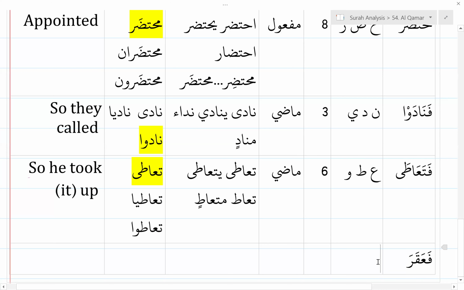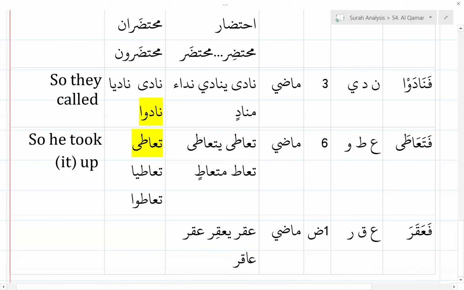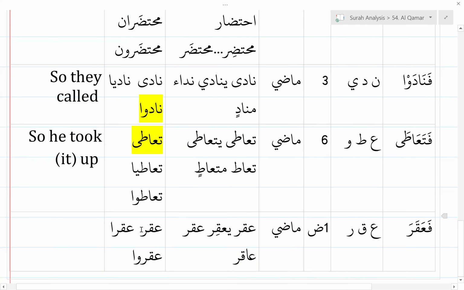This is ain, qaf, ra, aqara, from Daraba family 1. Fi'l madi: aqara, yaqiru, aqirun, فهو عاقر. So عقر, then عقروا. And this is the one that we're looking for.